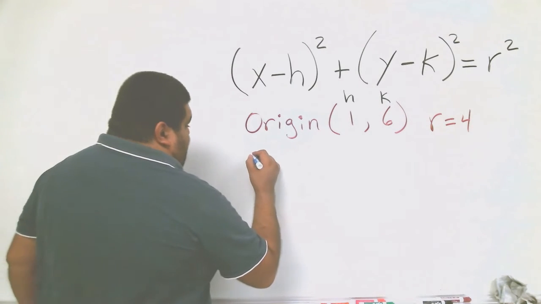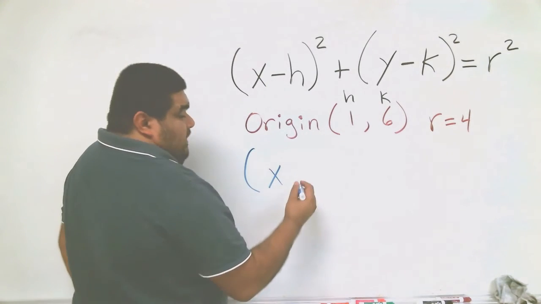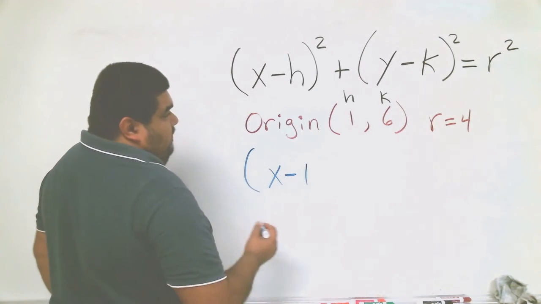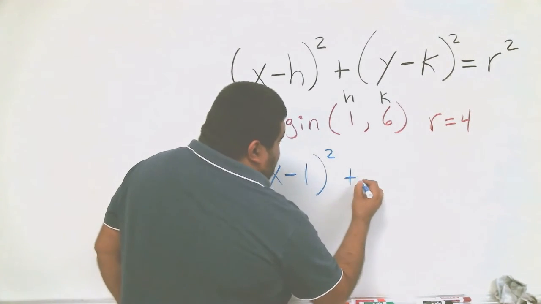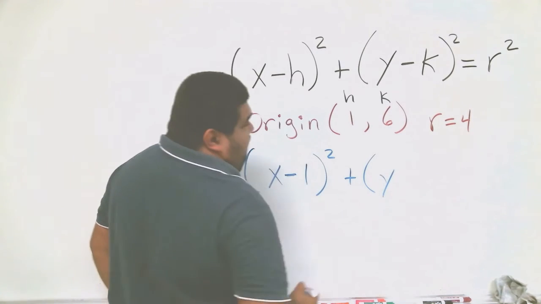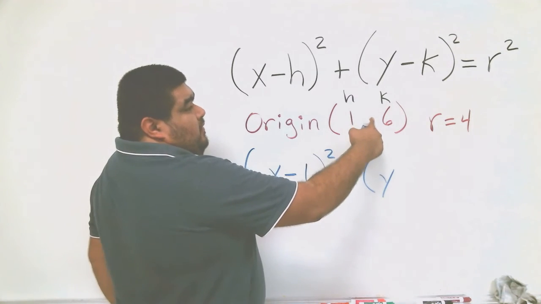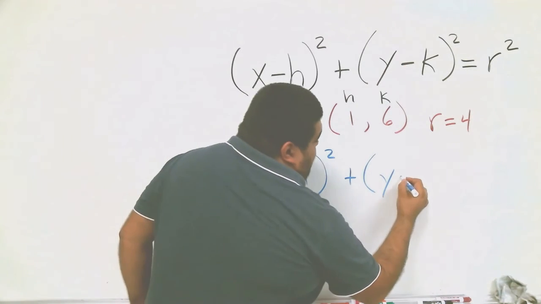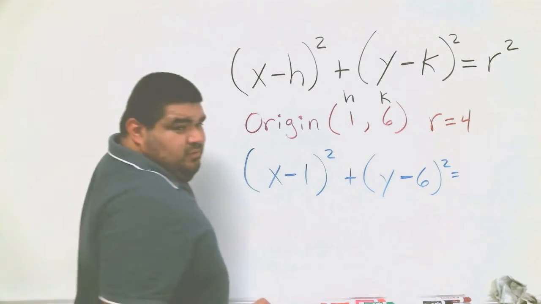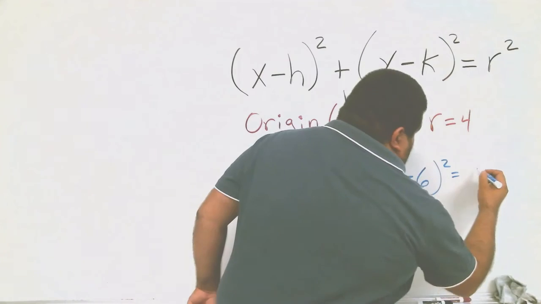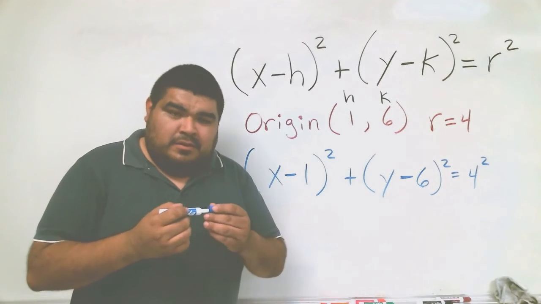So we have parentheses, x minus, because it's positive, so just minus 1, close parentheses, squared, plus another set of parentheses, y. Notice that this time it's positive here, so it stays with the negative from the equation. Minus 6 squared equals, and then our radius is 4 squared. And we're done. All right.